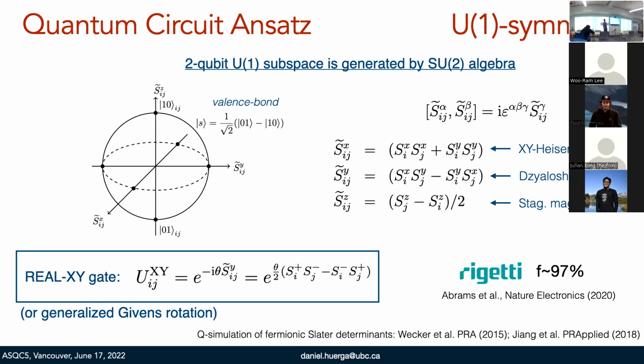So this real XY gate can be understood as a generalized Givens rotation. Givens rotations are rotations in a larger space, generalized because now we are in a hyperspace, in a complex space, and have been proposed for the quantum simulation of fermionic Slater determinants. And moreover, recent experimental results by Rigetti have shown that general rotations in this sphere can be obtained with fidelities of 97.